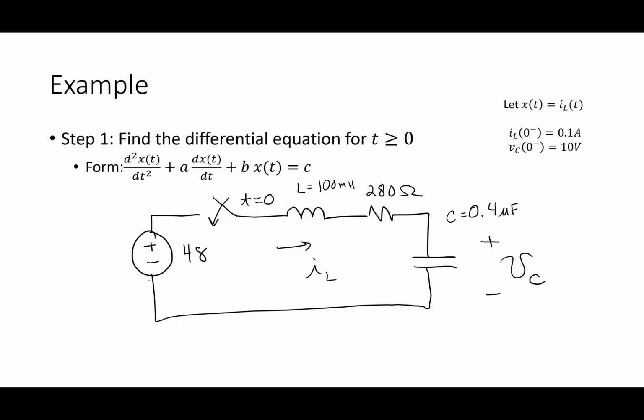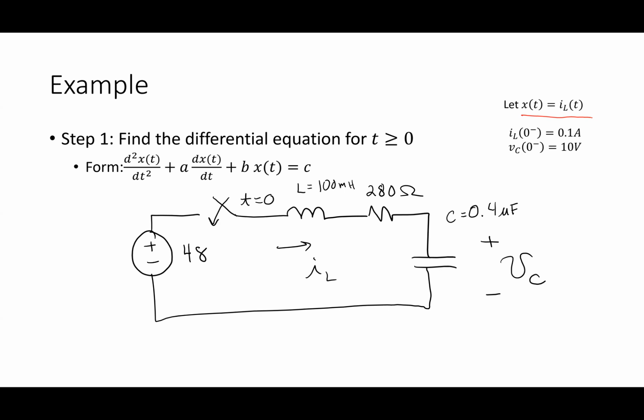Now let's get into a real example so we can apply the process. Here's the circuit we're going to try. At t equal to 0, I'm going to close that switch. L is 100 millihenries, R is 280 ohms, and C is 0.4 microfarads. The thing I'm interested in is a differential equation for i sub L, the inductor current. I don't have to solve for iL of 0 minus and vC of 0, because I was given them. I was told they were 0.1 amps and 10 volts.